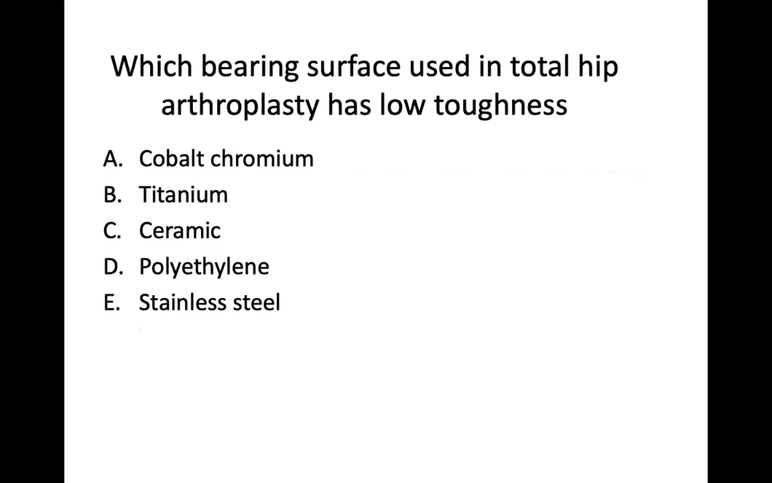Which bearing surface used in total hip arthroplasty has low toughness? Cobalt chrome, titanium, ceramic, polyethylene, and stainless steel. Answer C, ceramic. Ceramics have low toughness and low fracture resistance. So fracture is rare, but it could be a catastrophic complication.